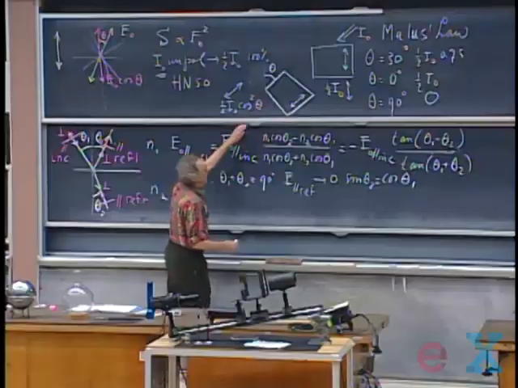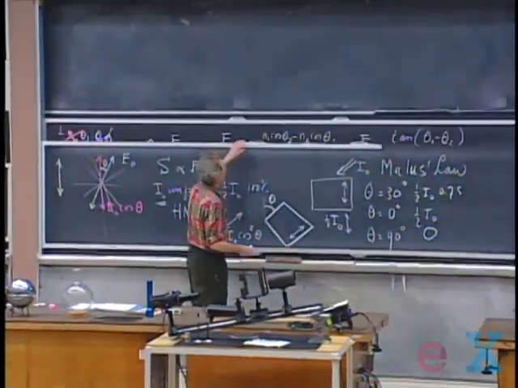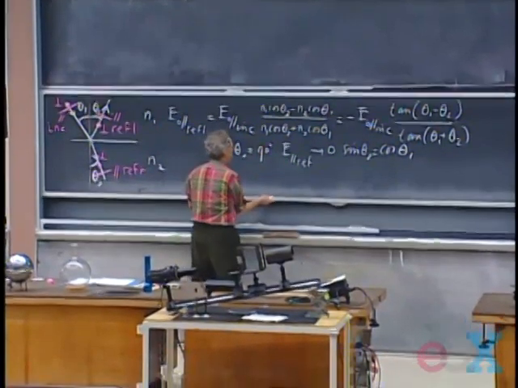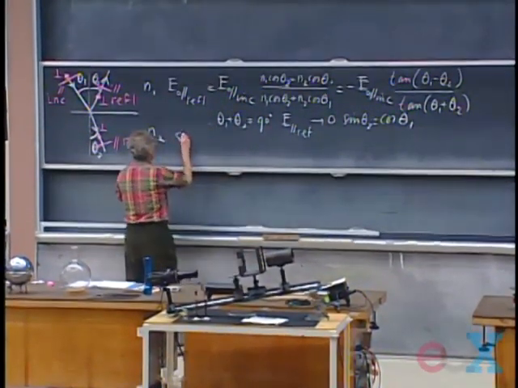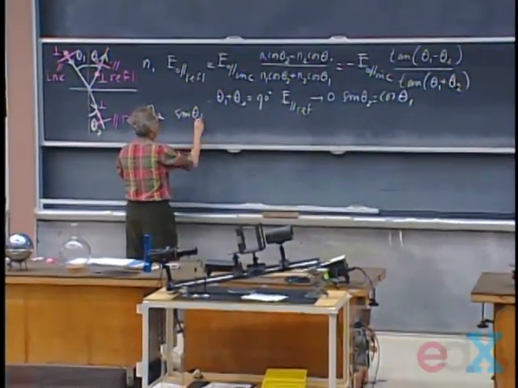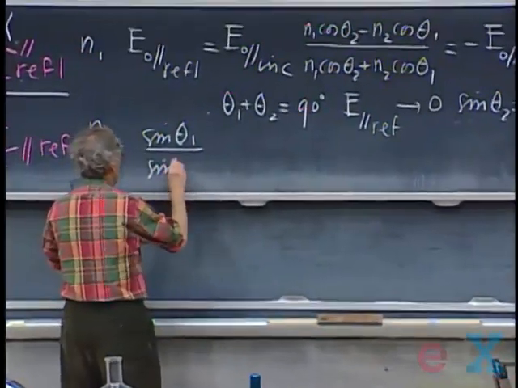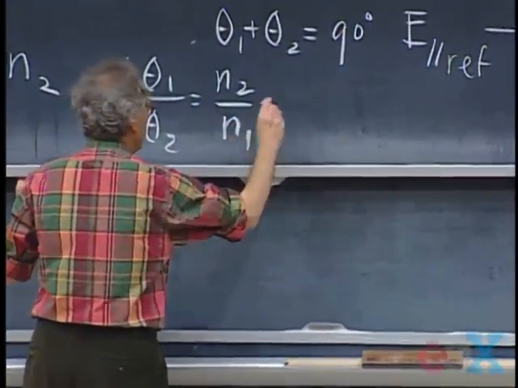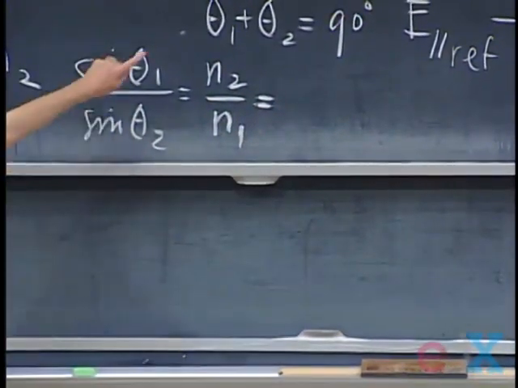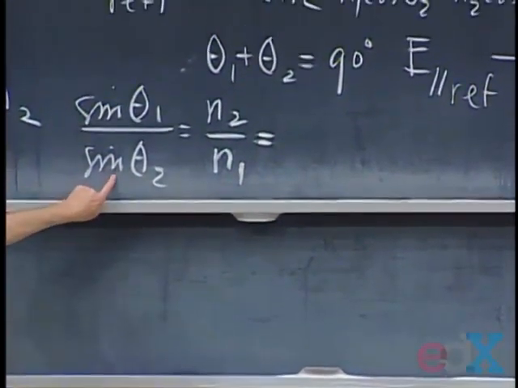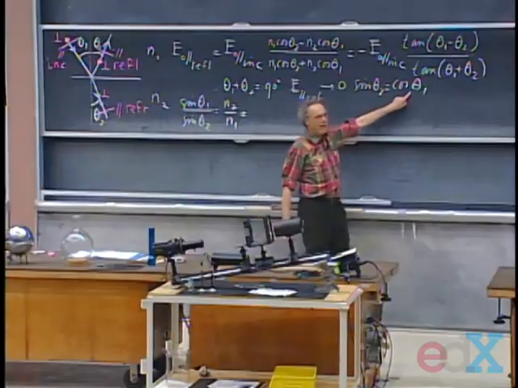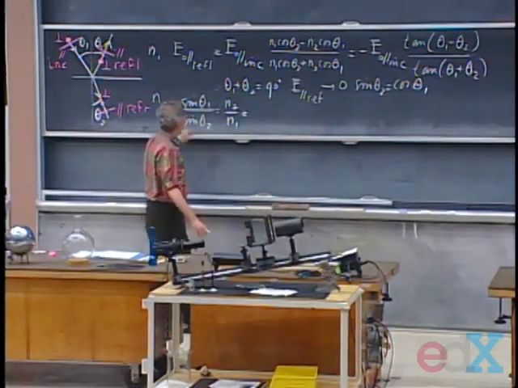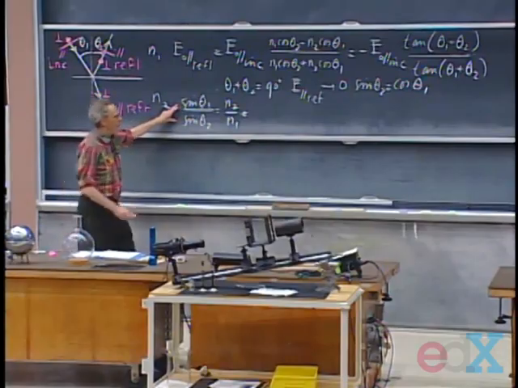And now I remember Snell's law, which says that the sine of theta one divided by the sine of theta two is N two divided by N one. I can replace now, only for this special case, the sine of theta two by the cosine of theta one. And so I get here now the tangent of theta one.